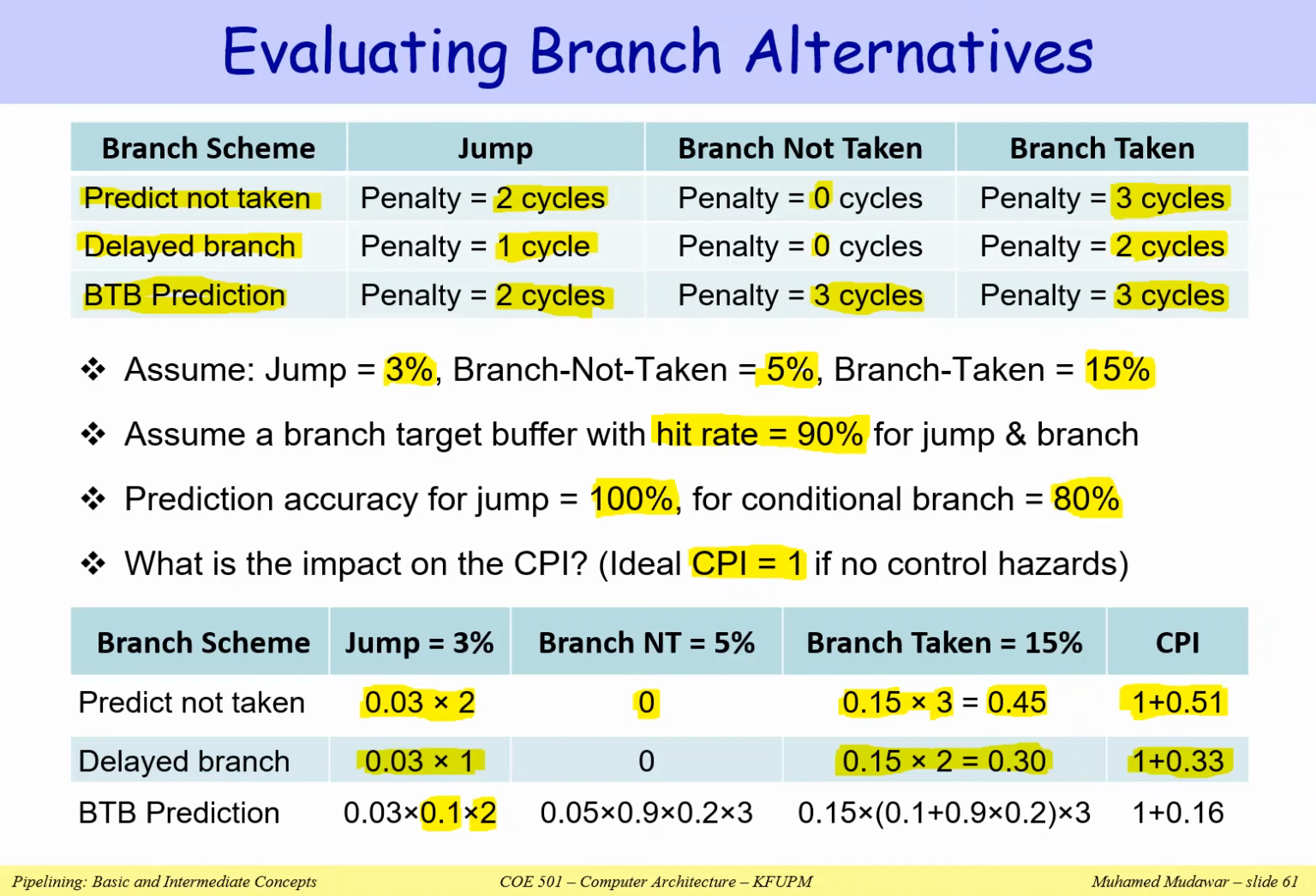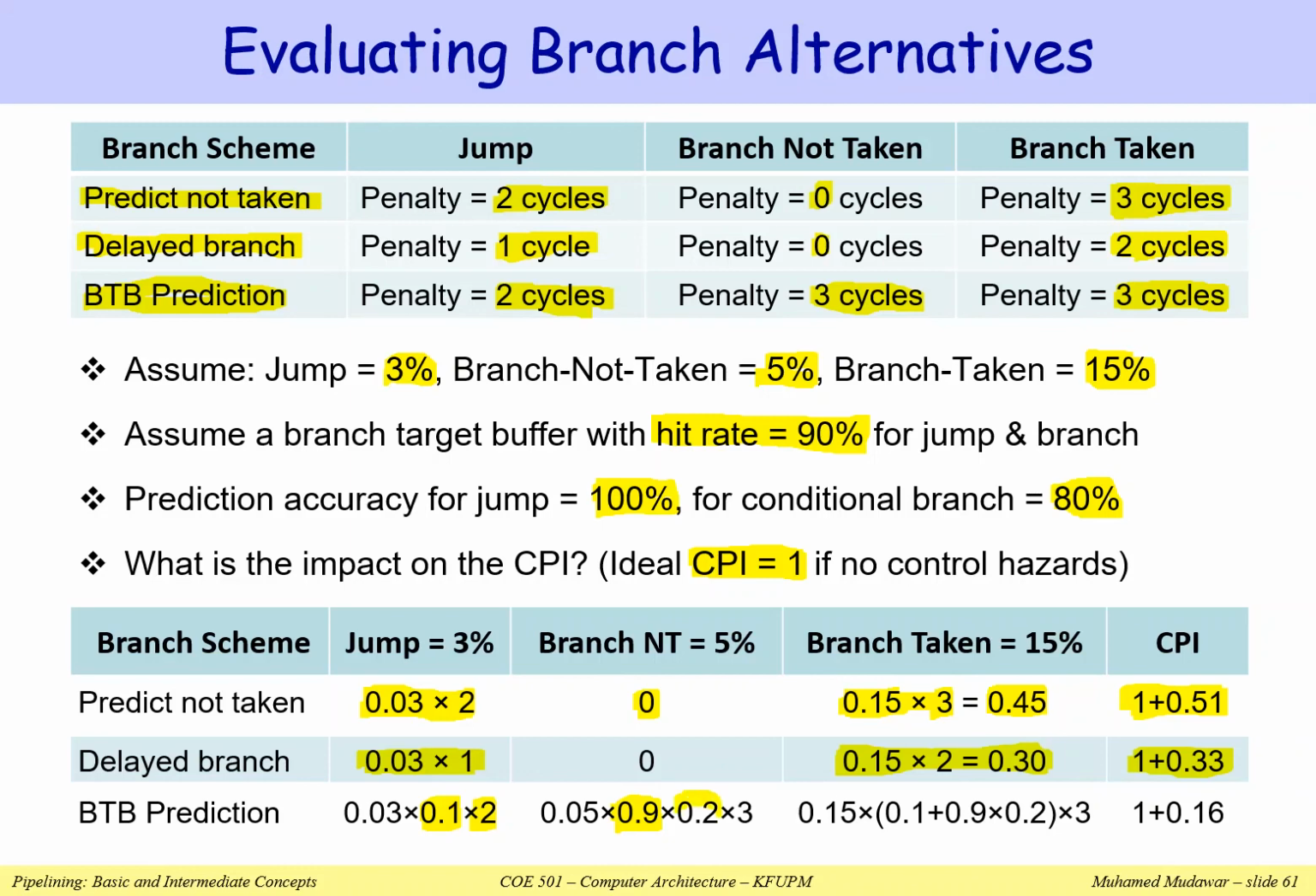Either the branch is not taken or the branch is taken. In the case of a branch which is not taken, when we have a hit, 90% is the hit rate. So the branch will be mispredicted if the branch is found inside the branch target buffer. So the hit rate here is given as 90%, and the branch is predicted to be taken. So the true outcome of the branch is not taken, but we are mispredicting it to be taken. So first we are going to hit in the branch target buffer, and the hit rate is 90%.